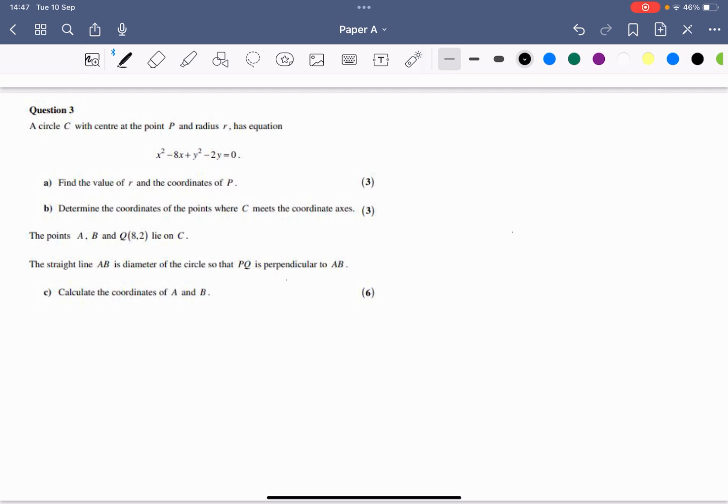Okay, for question 3, we have a circle C with center at the point P and radius R. This has the equation x squared minus 8x plus y squared minus 2y equals 0. For part A, we need to find the value of R and the coordinates of the center P. So to work out the radius and the center, we need the circle in the form (x minus a) squared plus (y minus b) squared equals r squared.